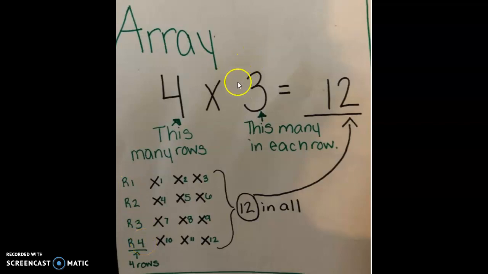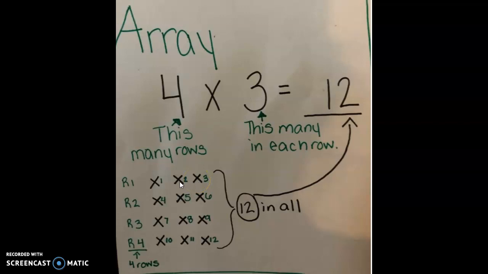The second number that we're going to look at is a 3. And the 3 tells us how many we're going to put in each row. Again, guys, I like to use X's. It's just easy to keep it nice and neat. So I have 1, 2, 3 X's in each row.